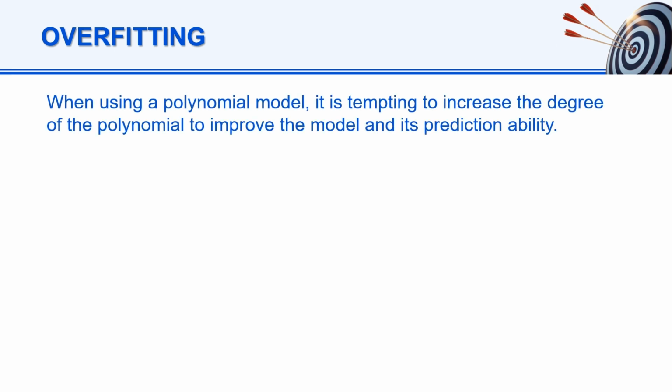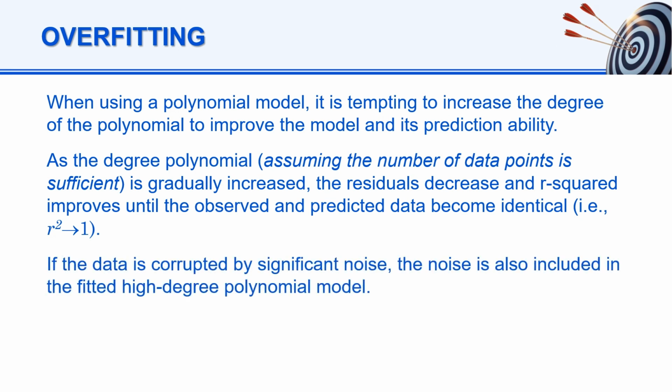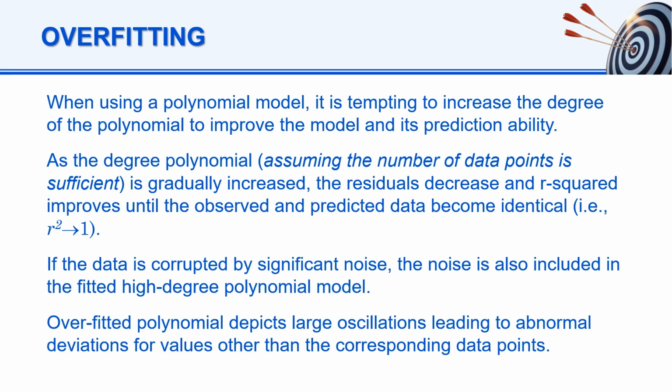When using a polynomial model, it is tempting to increase the degree of the polynomial to improve the model and its prediction ability. As the degree of the polynomial, assuming the number of data points is sufficient, is gradually increased, the residuals decrease and r-squared improves until the observed and predicted data become identical, i.e., r-squared goes to 1. If the data is corrupted by significant noise, the noise is also included in the fitted high-degree polynomial model. Overfitted polynomials depict large oscillations leading to abnormal deviations for values other than the corresponding data points.